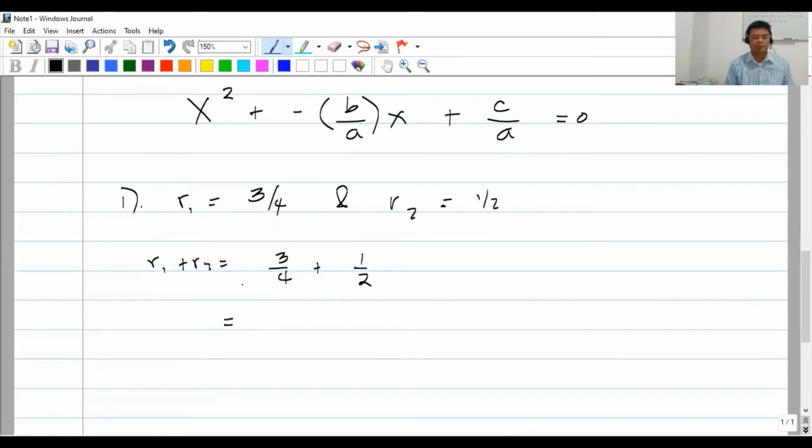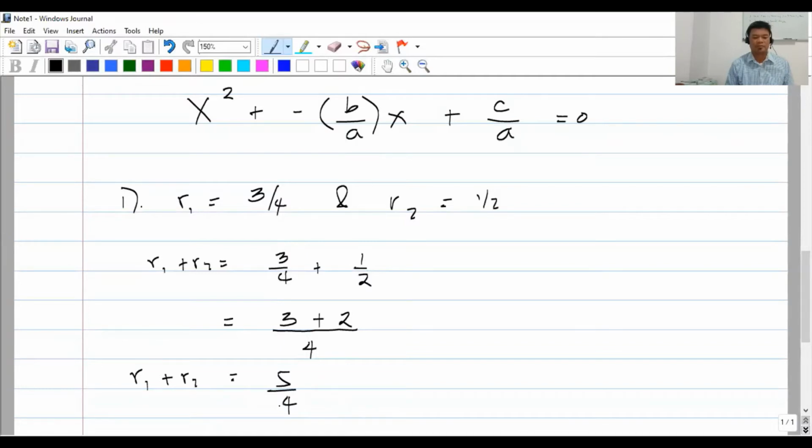First, we have to make these fractions similar by determining the LCD. The LCD is the number that can be divided by both denominators. So the LCD is 4. 4 divided by 4 is 1 times 3 is 3, plus 4 divided by 2 is 2 times 1 is 2. And the sum of the roots would be 5 over 4.